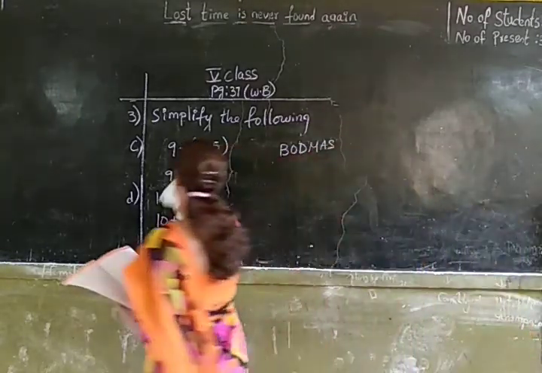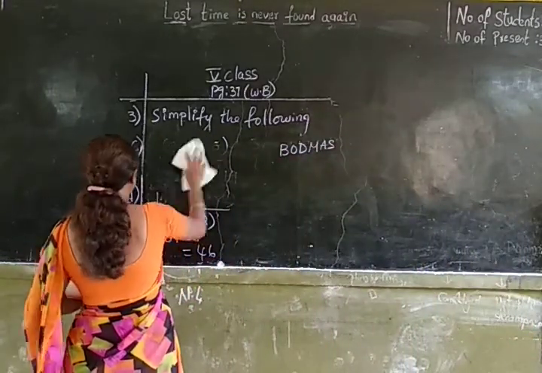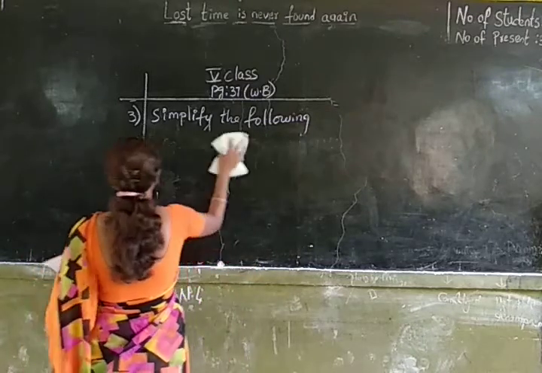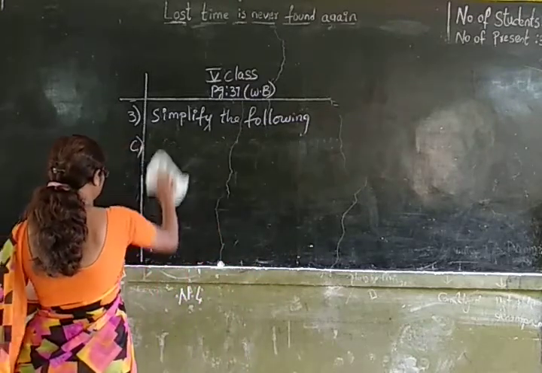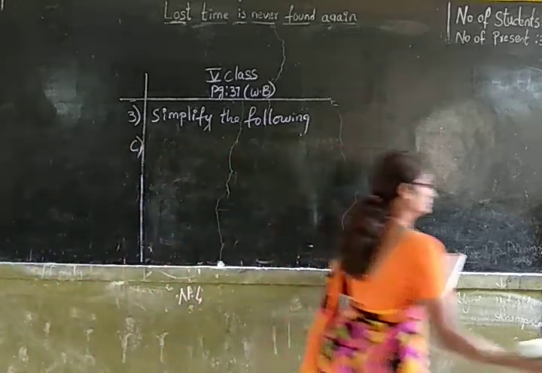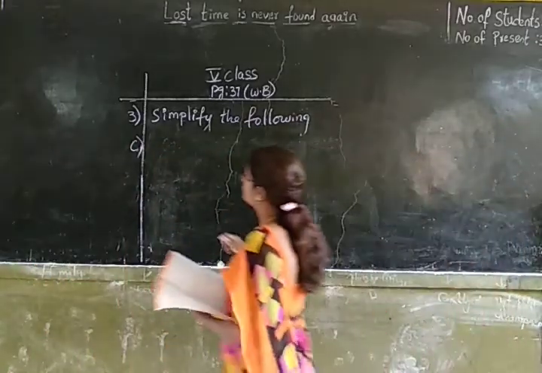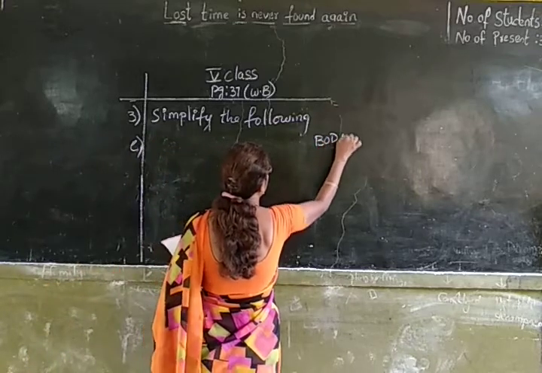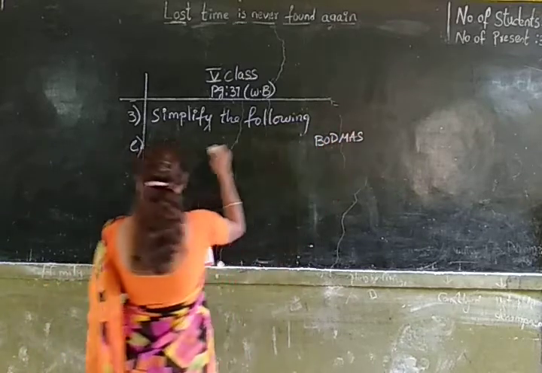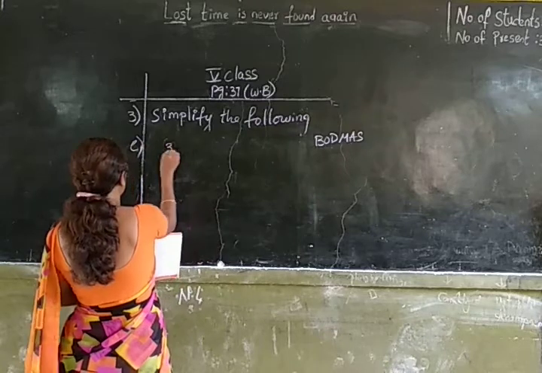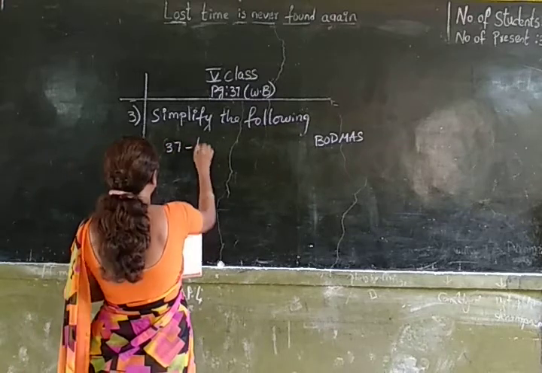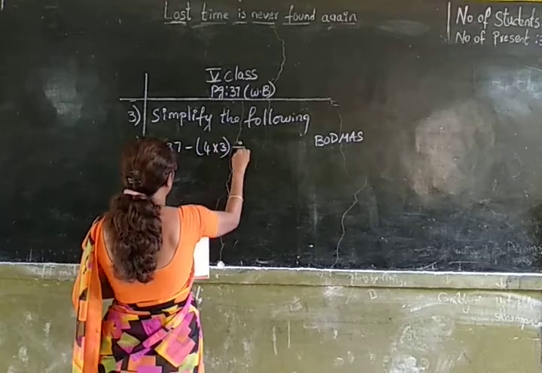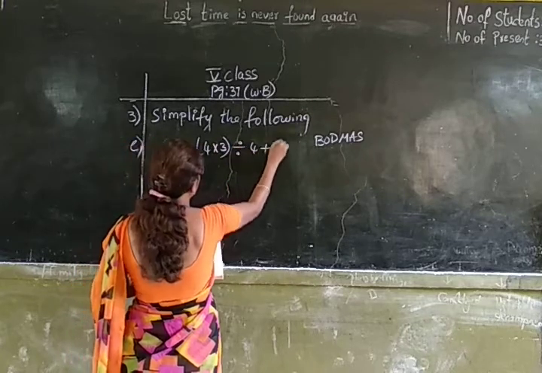Now let us do the E sum. BODMAS. 37 minus 4 into 3 divided by 4 plus 6.